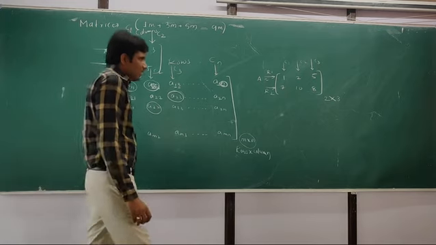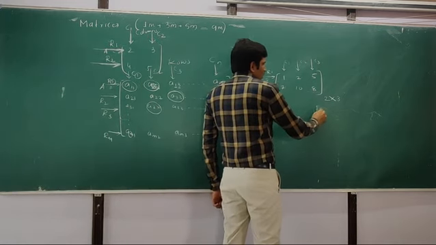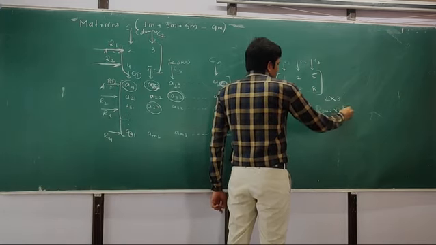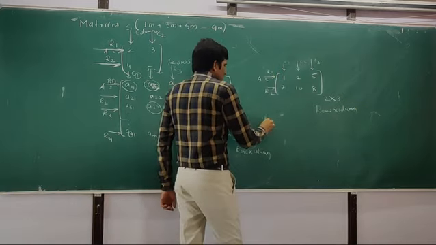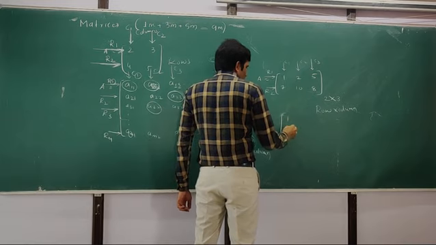So what is order of matrix? That is the number of rows into the number of columns, so that we can say it as the order of the matrix. I will give some other example, that is A is equal to 1, 3, 5.